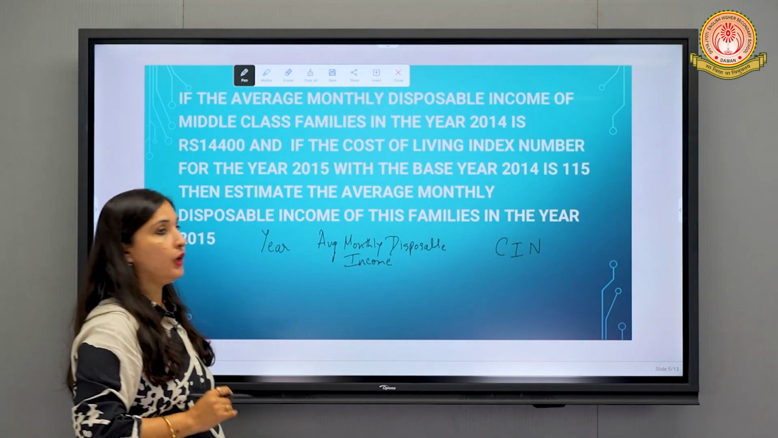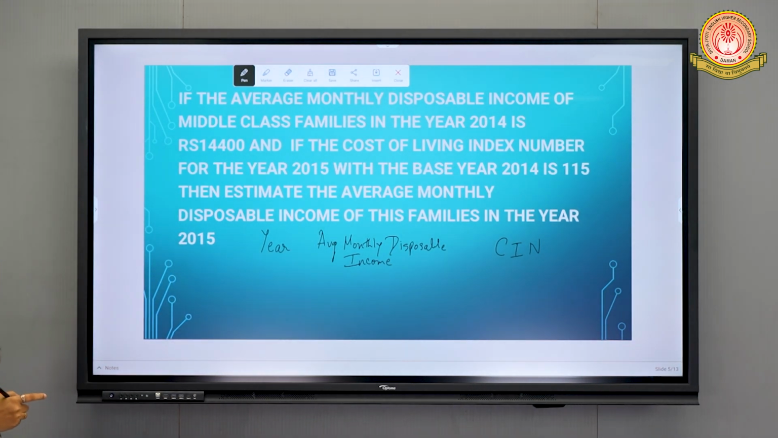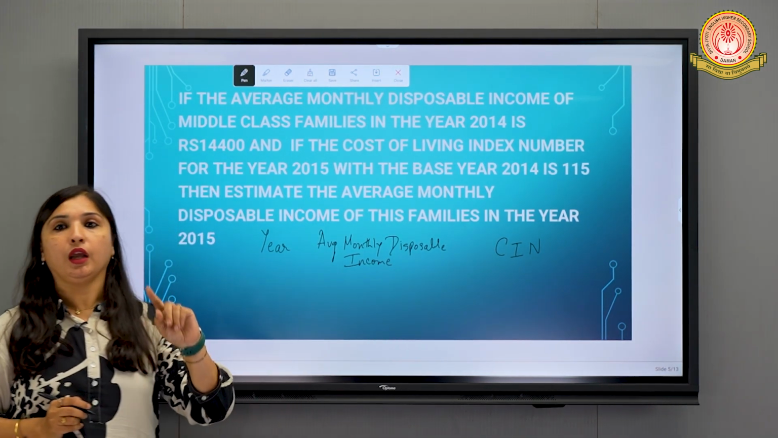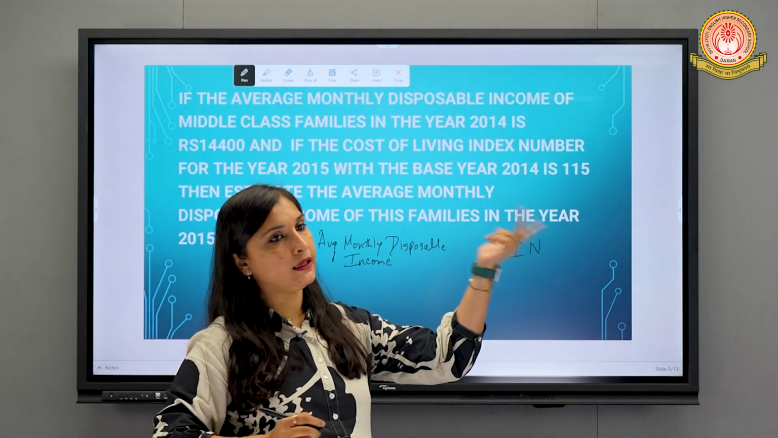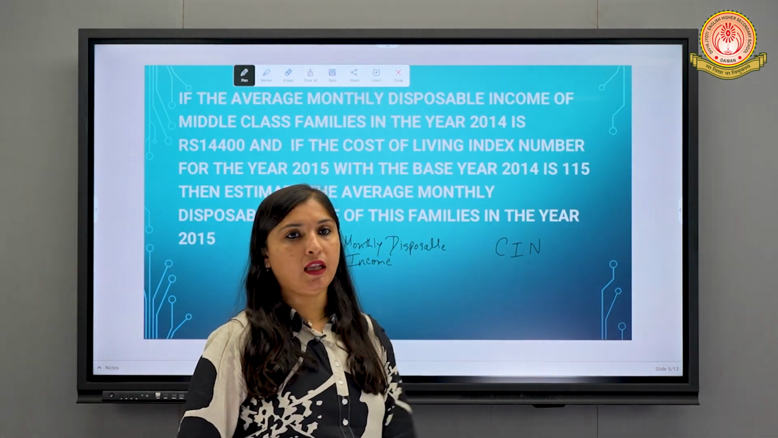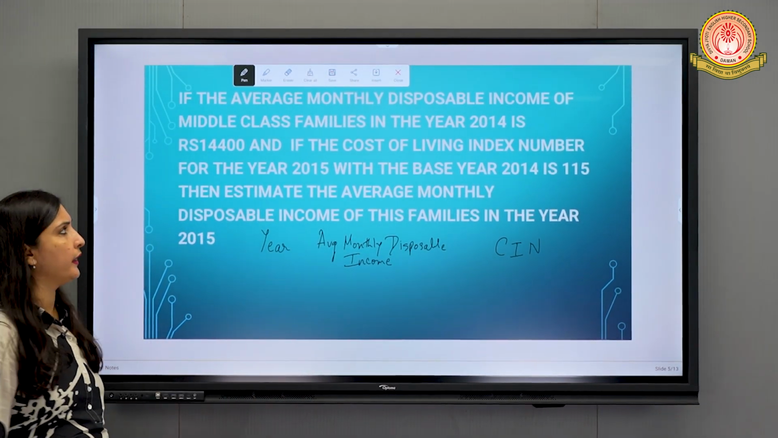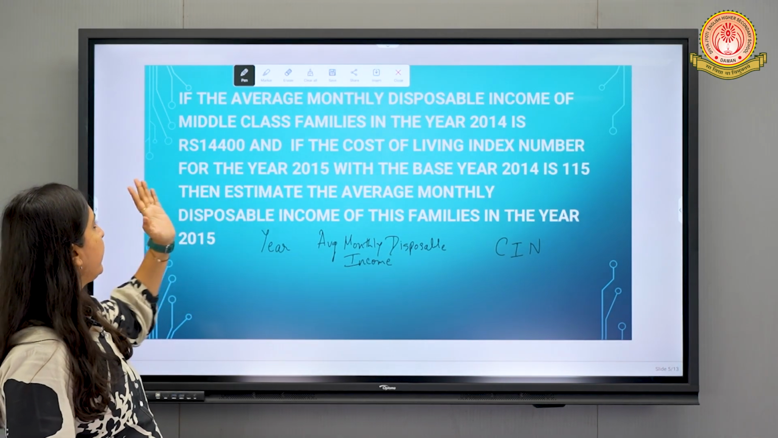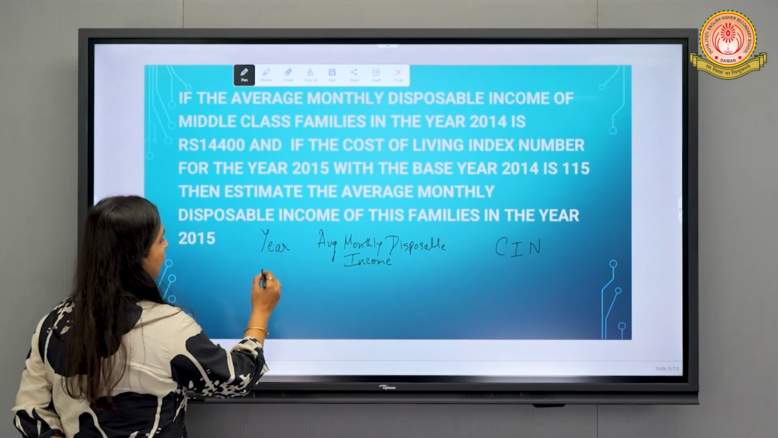Okay, let's start. We'll read the question again and go through it. We have to just fill in the information. Sometimes the year is not mentioned. If the year is not mentioned, you can write the base year and the current year, and the table will be completed. If it is mentioned, write the year only. The average monthly disposable income of a middle class family for the year 2014.